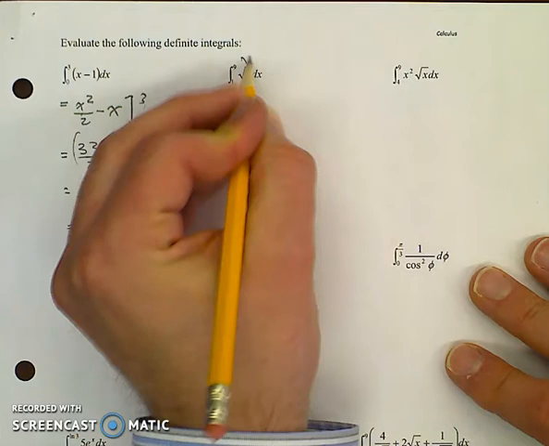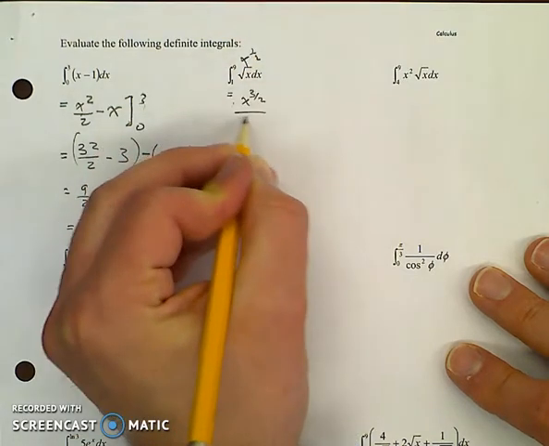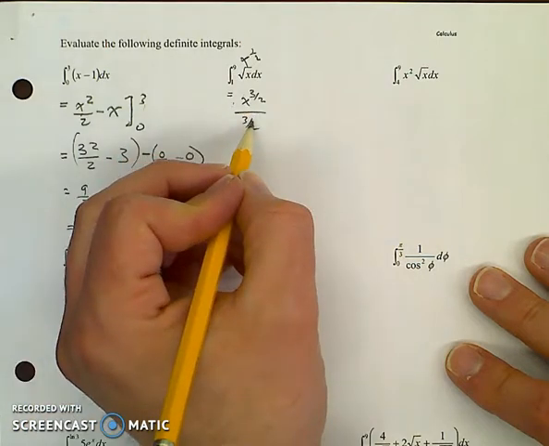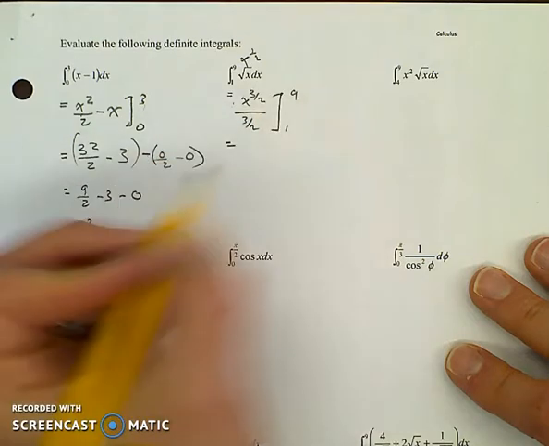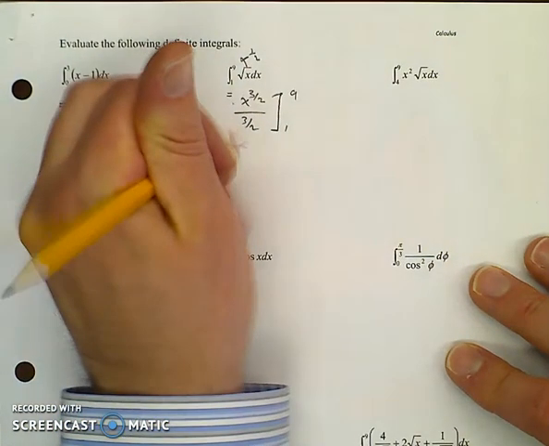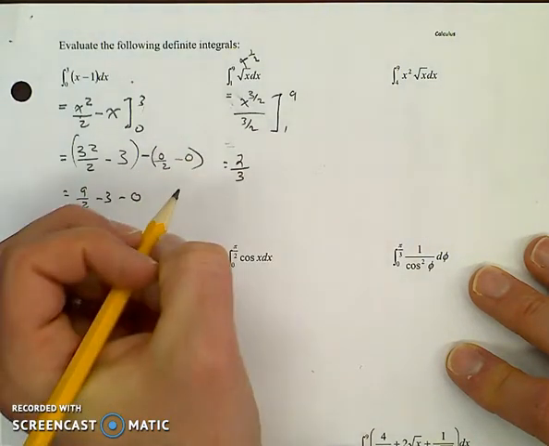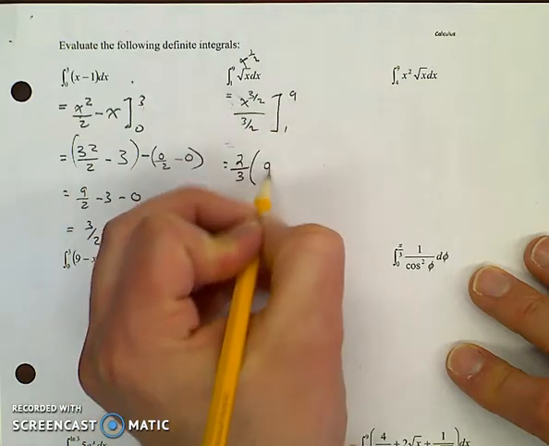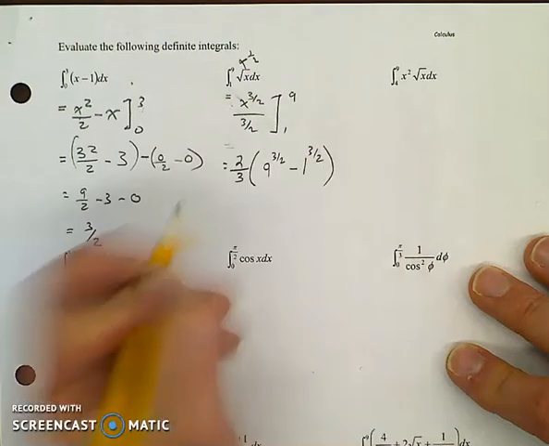This is really x to the 1/2, so add 1. X to the 3 halves, divide by 3 halves. Notice that when we divide, we multiply by its reciprocal. Always want to make sure we're doing what our bounds are from. So we're going to get 2/3. I'm going to keep that out in front. That is a constant of 9 to the 3 halves minus 1 to the 3 halves.